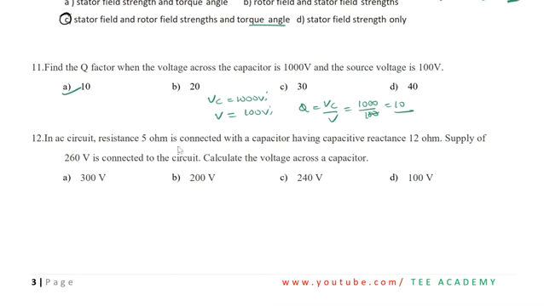In a circuit, a resistance of 5 ohms is connected with a capacitor having a capacitor reactance of 12 ohms. A supply of 260 volts is connected to the circuit. Calculate the voltage across the capacitor. Okay, so pause the video and do the solution. Okay, so I'll give the answer. So answer is C, 240 volts. If you want the solution for this question, just refer to my previous video of digital assistant model paper in which I discussed the same question here.